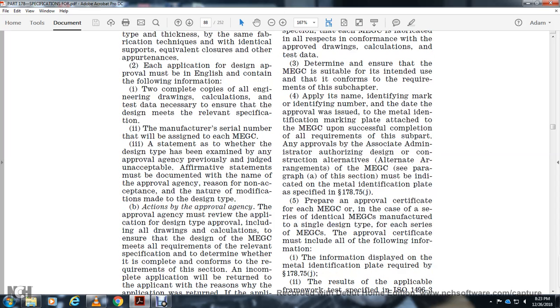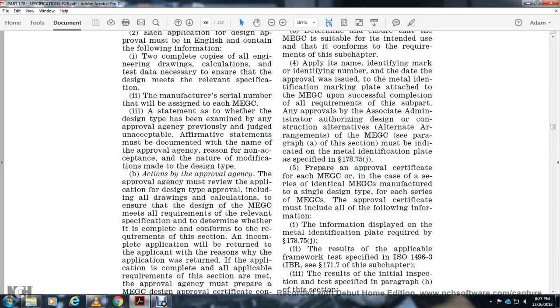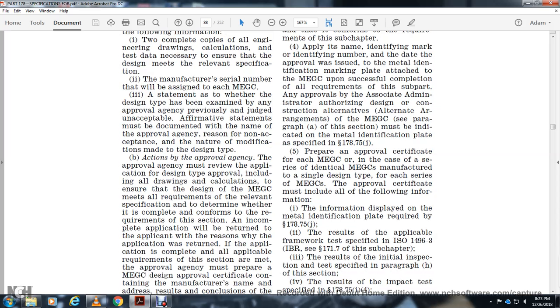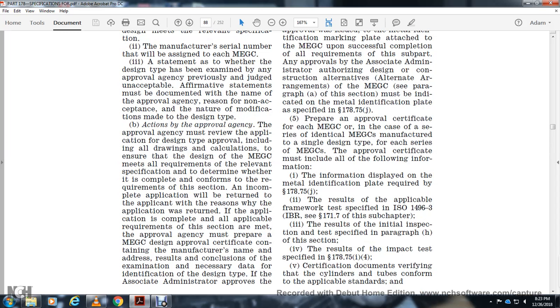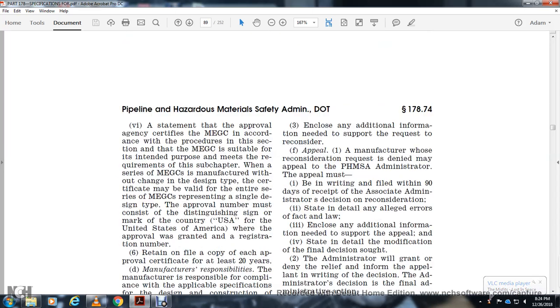Prepare an approval certificate for the MEGC. In this case, for a series of identical MEGCs from a manufacturer in a single design type, the approval certificate for each of the series must include the following information: the information on the design with the metal identification plate as required in 178.75(j); the results of the applicable framework test specified in ISO 14963; the results of the initial inspection and test specified in paragraph 8 of this section; the results of the impact test specified in 178.75(14); certification documentation verifying the cylinder treatment conforming with the applicable standards; and a statement of approval by the agency certifying the MEGC according to the procedure of this section, with the MEGC suitable for the intended purpose and the requirements of the subchapter.